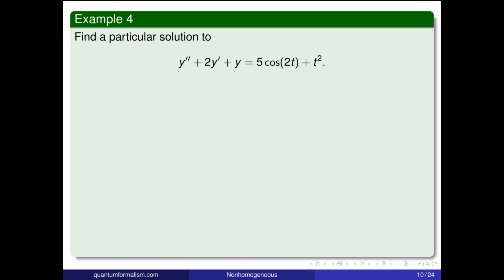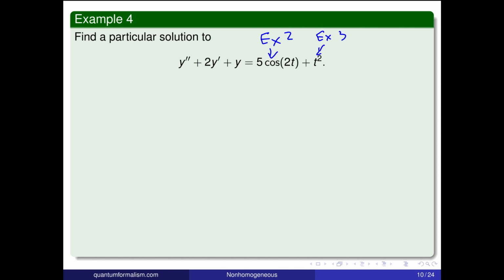Okay, so the next example, we have same left-hand side, and now 5 cosine of 2t plus t squared on the right-hand side. But these are exactly the right-hand sides of the previous 2 examples, right? This was example 2, this was example 3, which we just did.